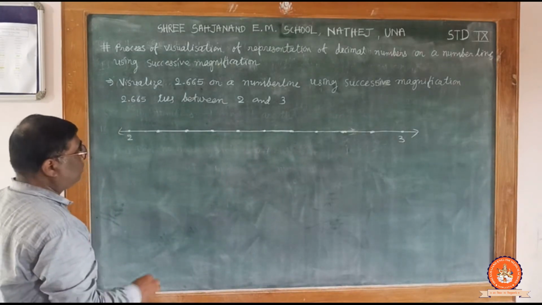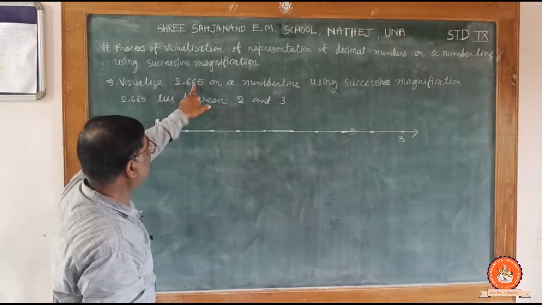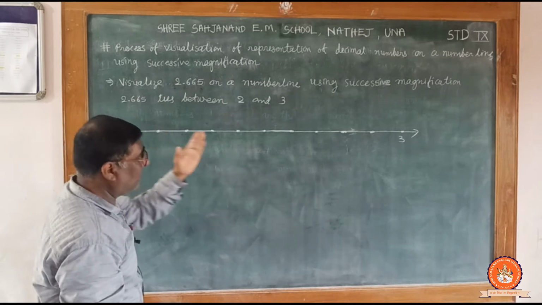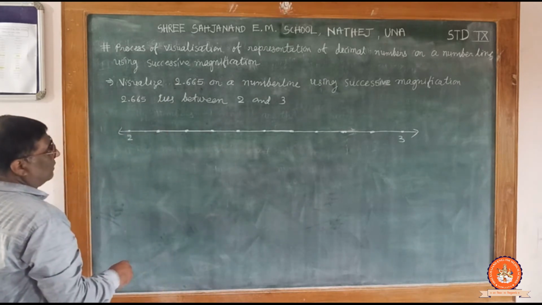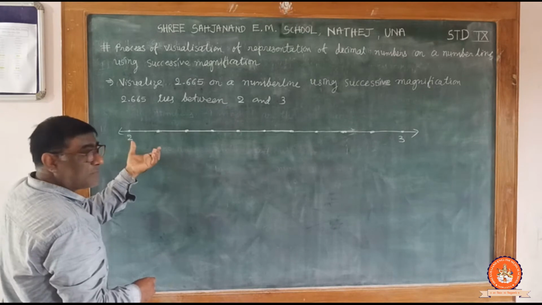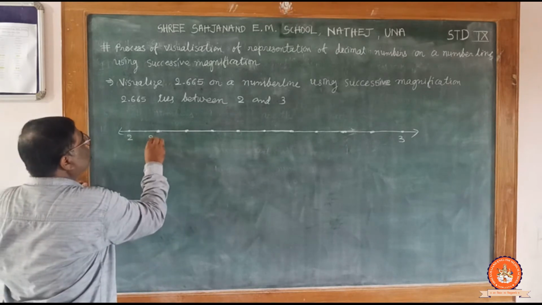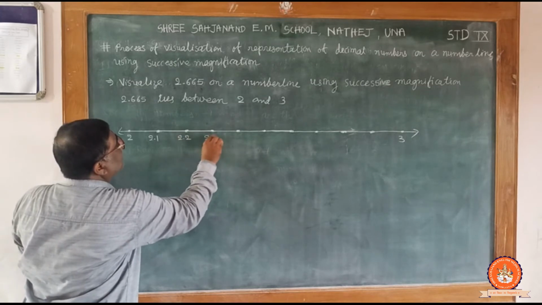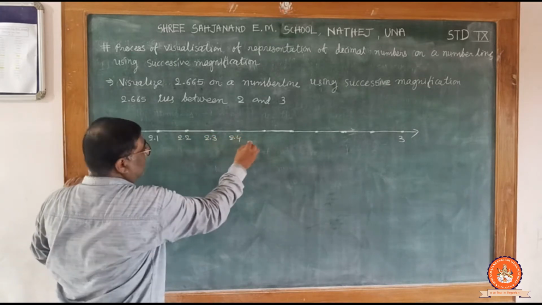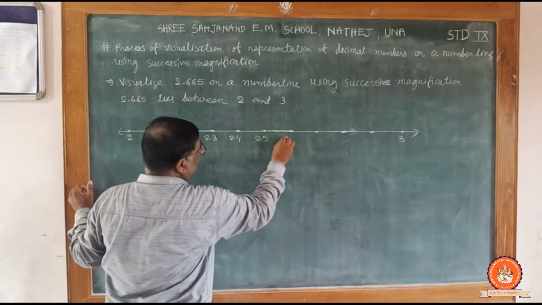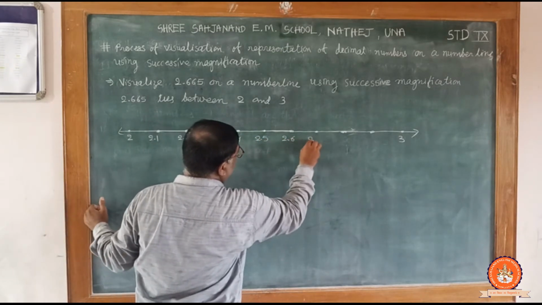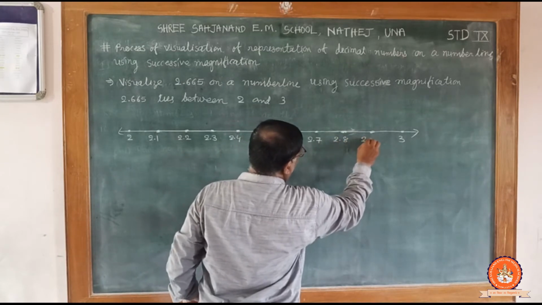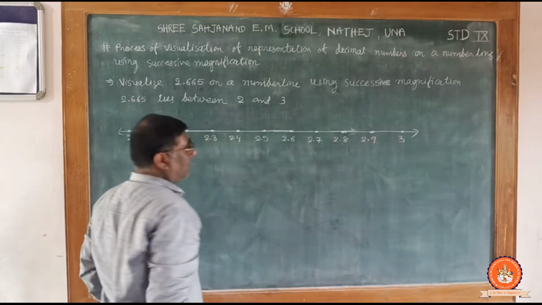Now, look at it. 2.665 lies between 2 and 3. First of all, we will represent each part. Here is 2.1, 2.2, 2.3, 2.4, 2.5, 2.6, 2.7, 2.8, 2.9, and this one is 3.